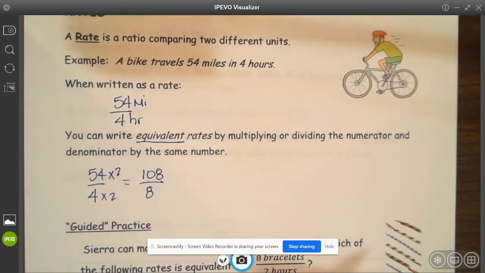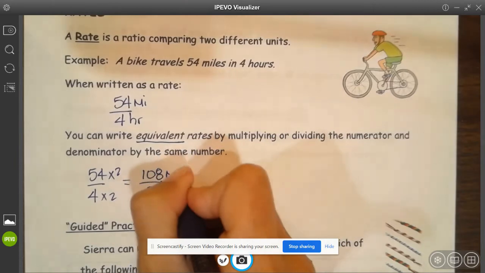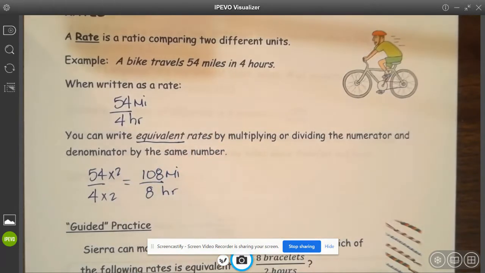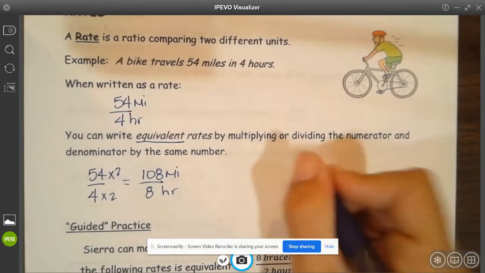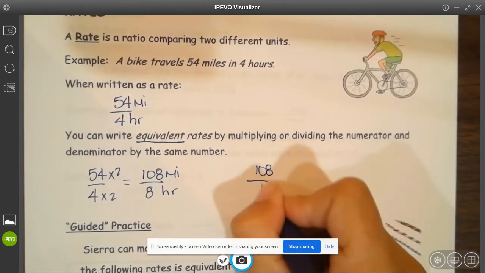That would be an equivalent ratio, miles per hour. Okay, so that's what it means. You can multiply or divide. So say they give you this one.